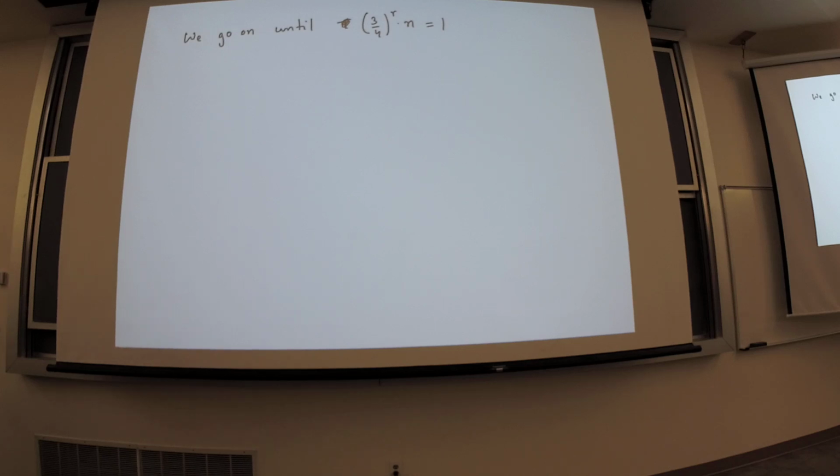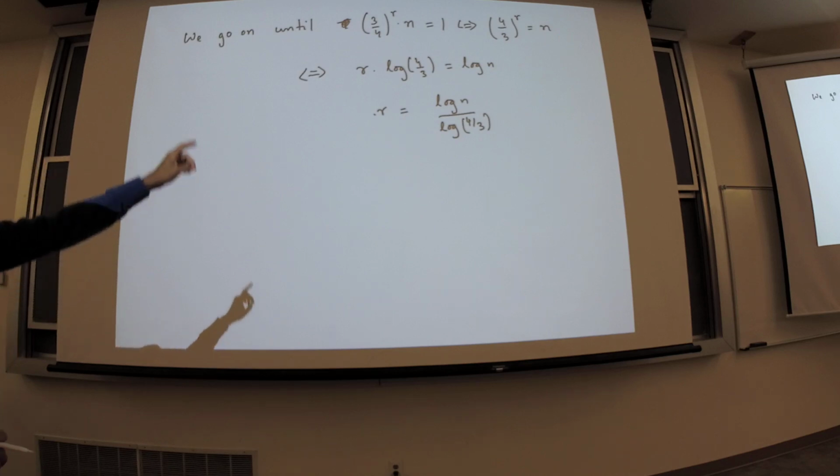Okay, so to solve anything like this, you just take logs on both sides. If you really want to solve this, let's see. This is equivalent to saying (4/3)^r equals n, which is equivalent to saying that r times log of 4/3 equals log n. It's like saying r equals log n divided by log 4/3. Log 4/3 is some constant, so this is still log n. So that's what this thing is.